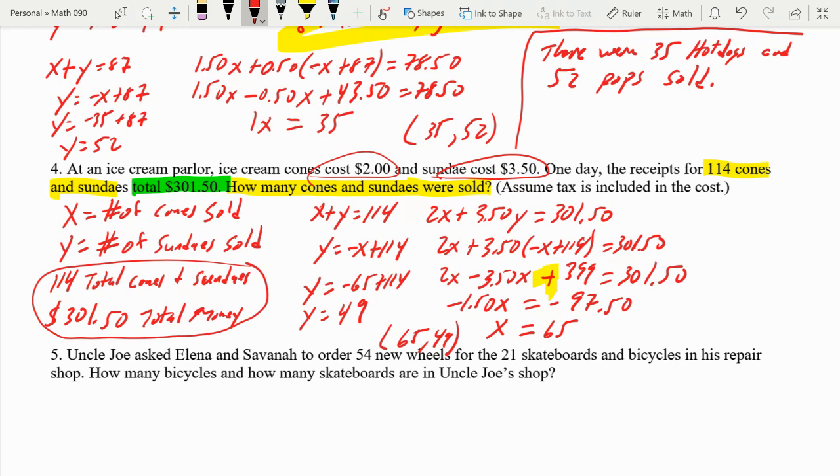But now write it in words. All right, get used to writing this stuff in words. So what am I going to write? I have no idea what I'm writing. There were, X was 65 cones and 49 sundaes sold.